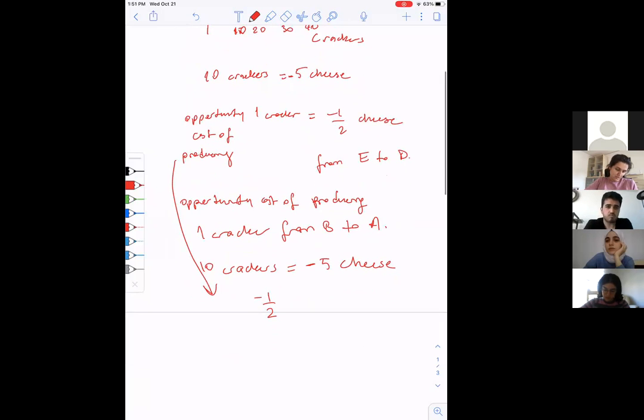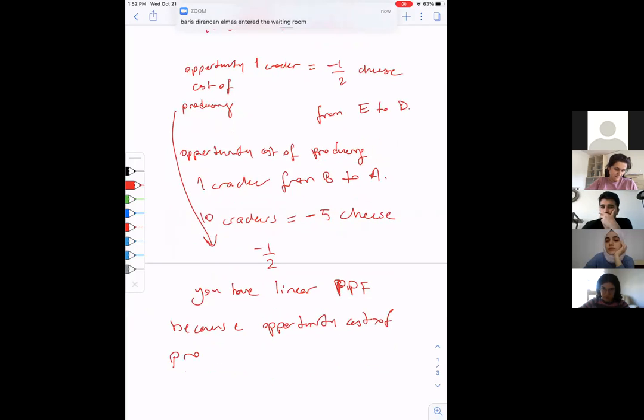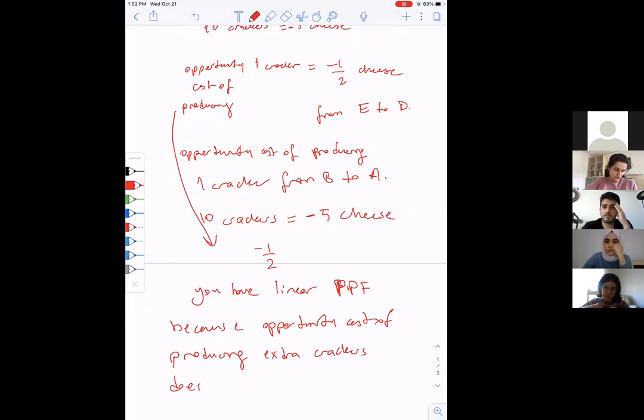Okay, then it means that the opportunity cost of producing an extra cracker doesn't change along the line. So for this country, you have a linear production possibility frontier. Why? Because the opportunity cost of producing extra crackers doesn't change along the line.